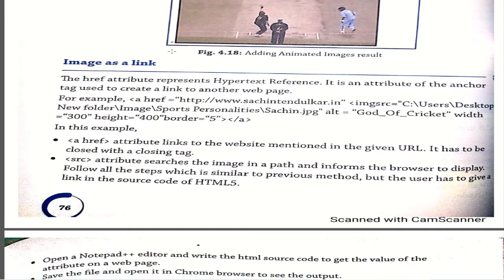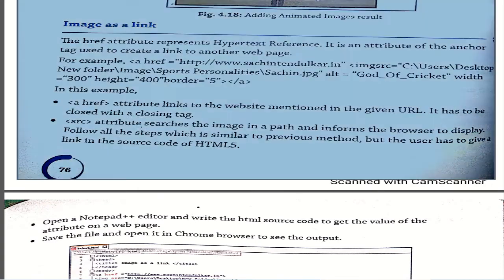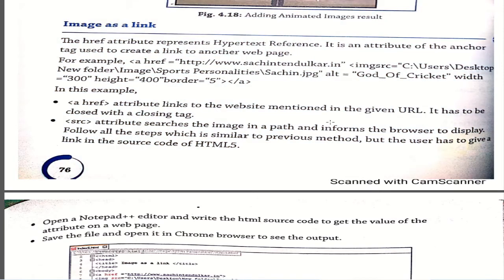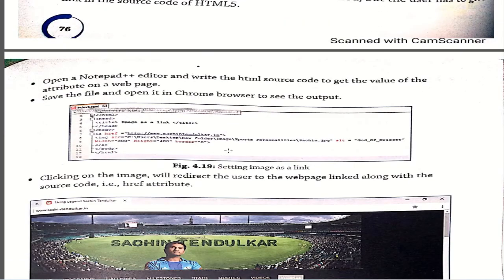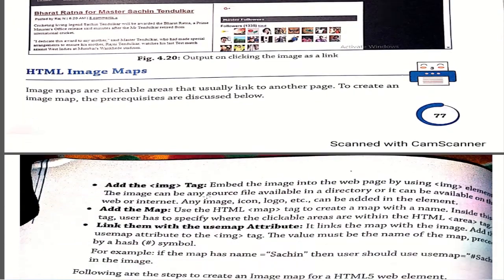Next is image as a link. The href attribute represents hypertext reference. It is an attribute of the anchor tag used to create links. Here the href attribute links to the website mentioning the given URL. It has to be closed with a closing tag. The src attribute searches for the image in a path and informs the browser to display it, and follow all the similar steps.